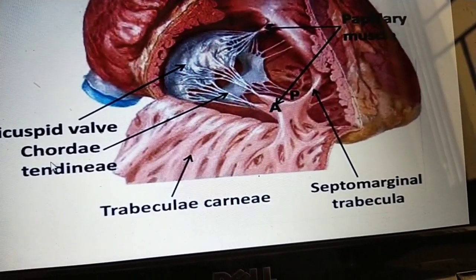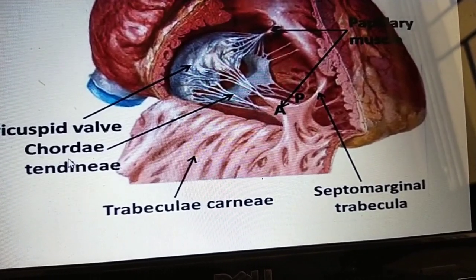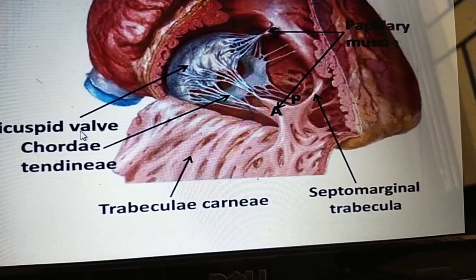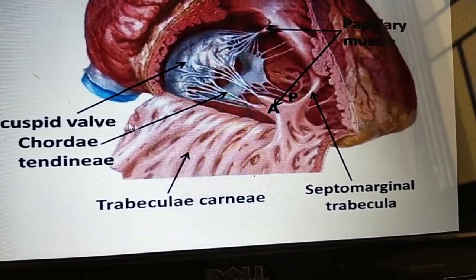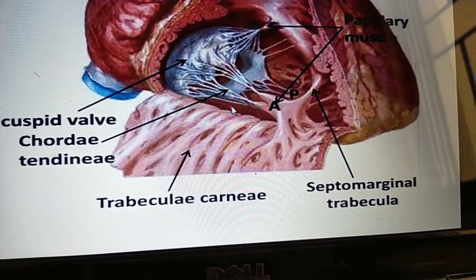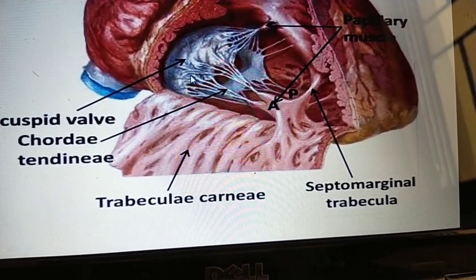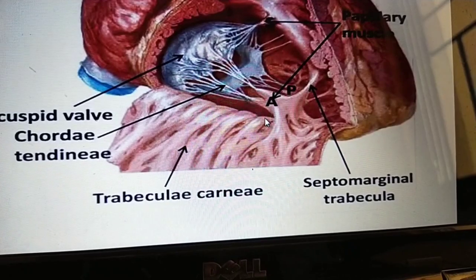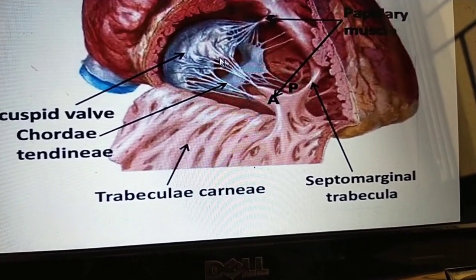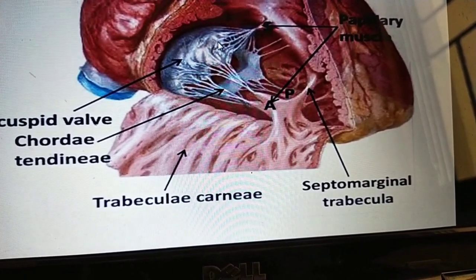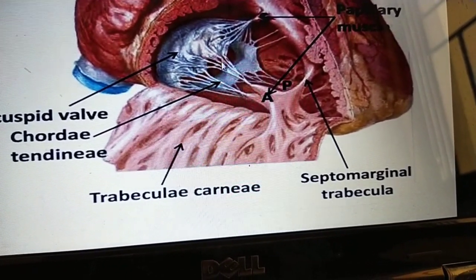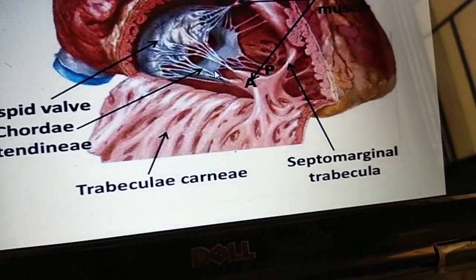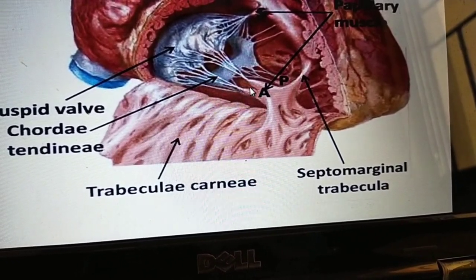Chordae tendineae means cord tendon. Cord means rope. So, rope tendons. Chordae tendineae are thread-like bands of fibrous tissue which attach on one end to the edges of the tricuspid valve or mitral valve of the heart, and on the other end to the papillary muscles of the heart.